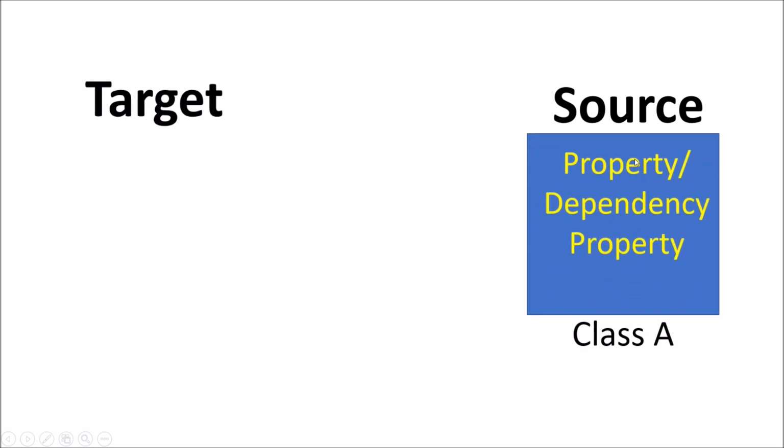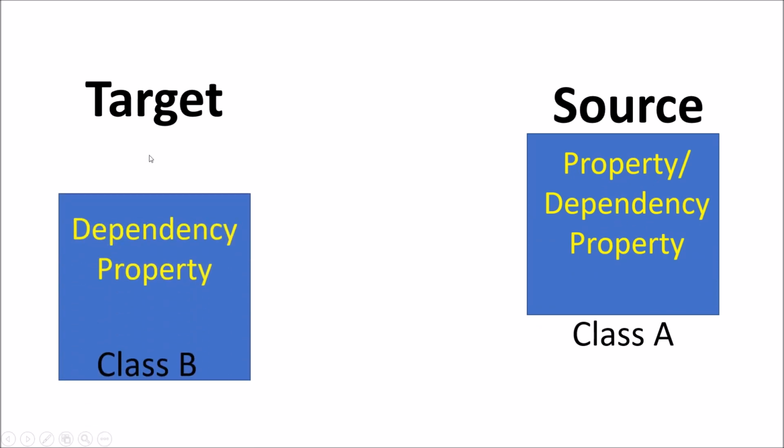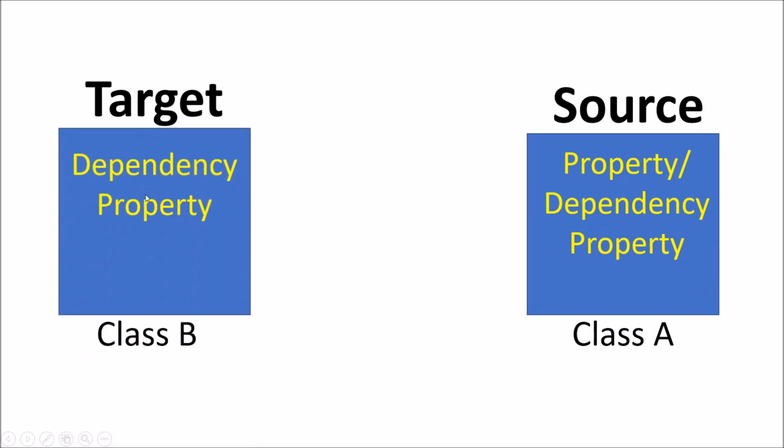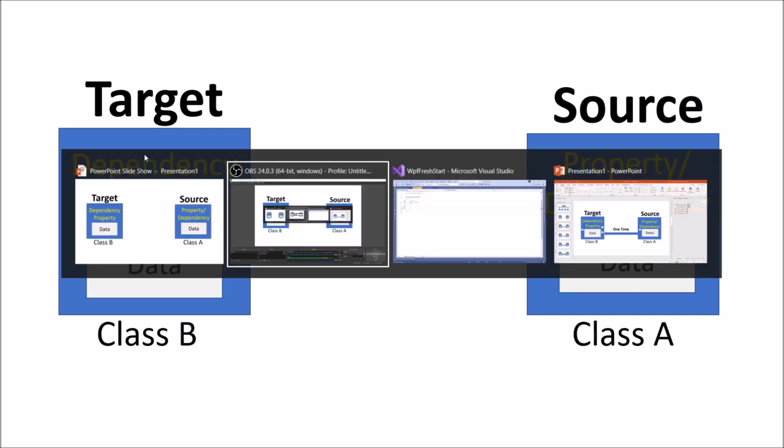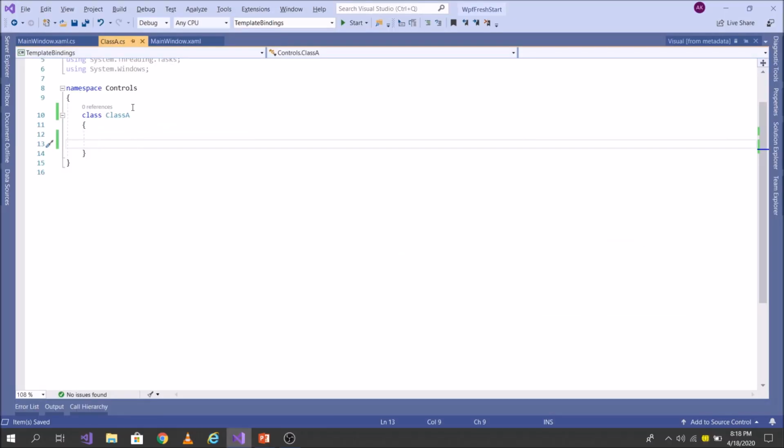The first is source and the second is target. Now the source can be a normal CLR property or it can be a dependency property, but the target must be a dependency property. And then finally what we bind is the data which is there under these properties. Now if you're wondering what is dependency property, then let me give you a brief about it because it's a very important concept in WPF.